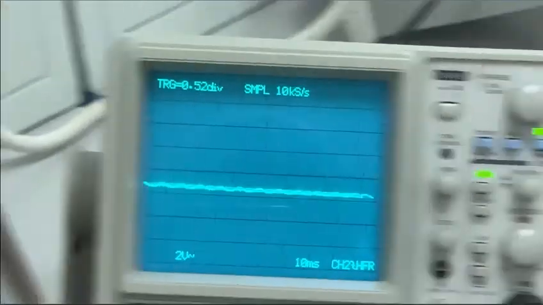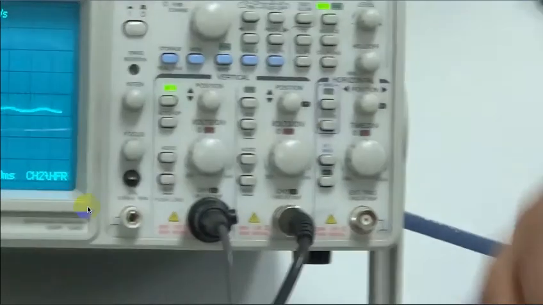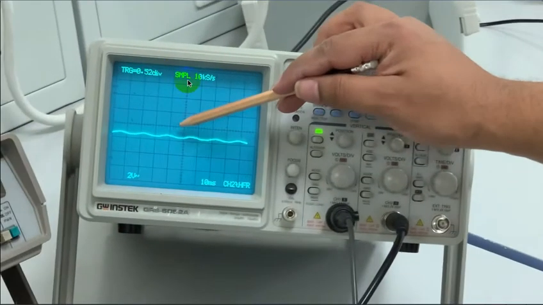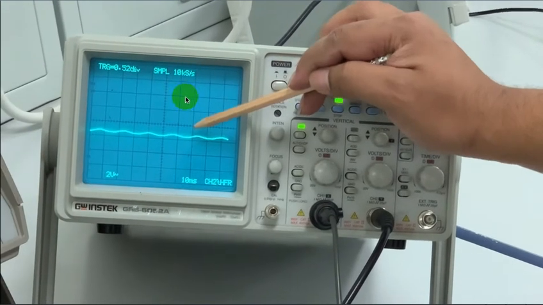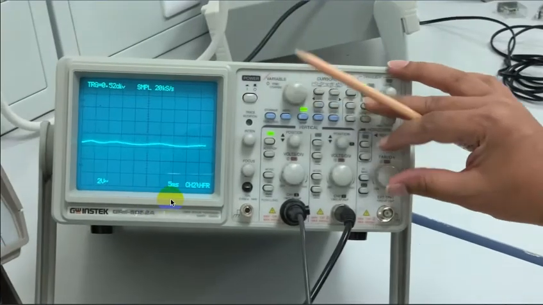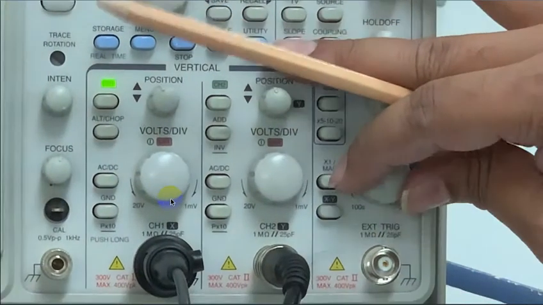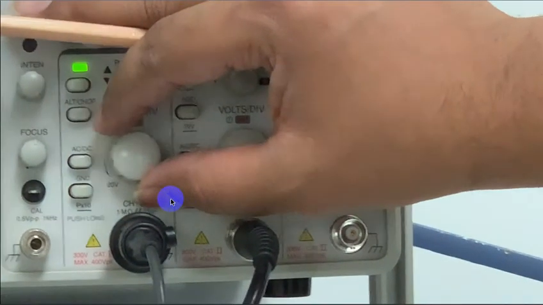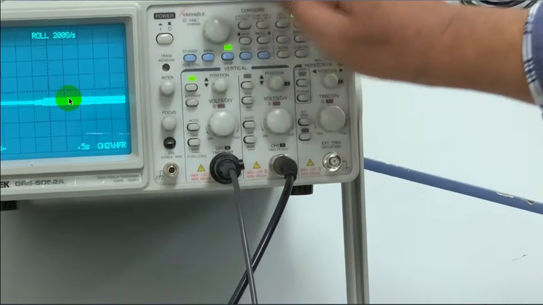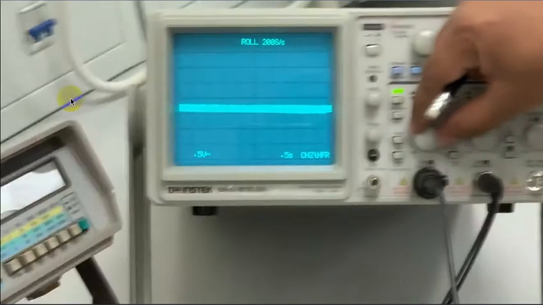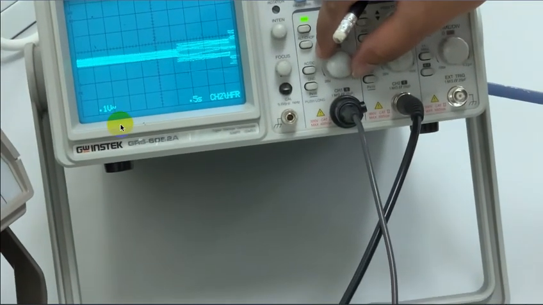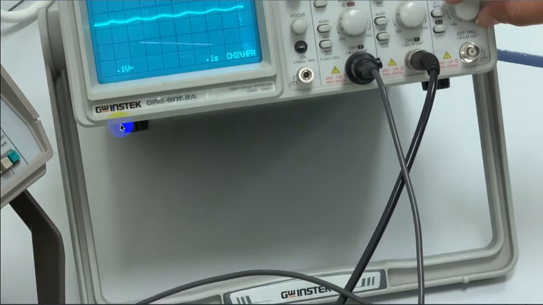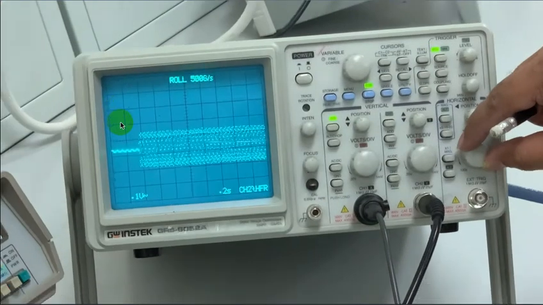Now if you decrease the time also, it is 10 millisecond now. If you decrease the time, the waves will come closer. So it is sampling at 10 kilobits per second. Now if I rotate this time knob, you can see something. It is fun working with the CRO.